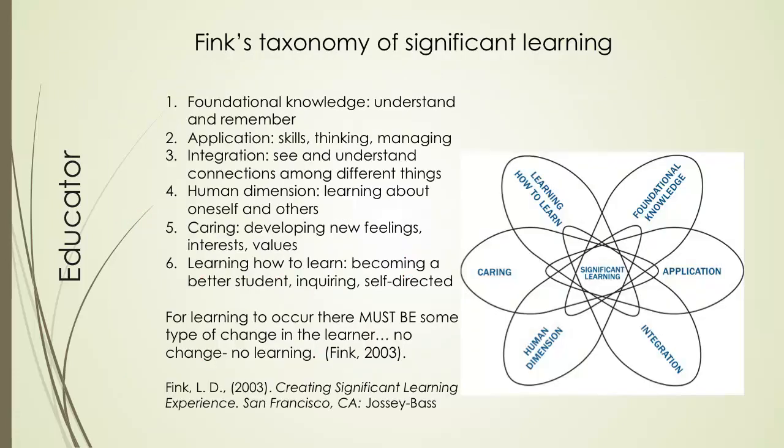Fink's taxonomy provides a well-rounded approach to teaching. He categorizes 6 areas where the learner can change. His work is based on adult learning principles. These areas are foundational knowledge, application, integration, human dimension, caring, and learning. For learning to occur, there must be some type of change in the learner. No change, no learning, according to Fink.